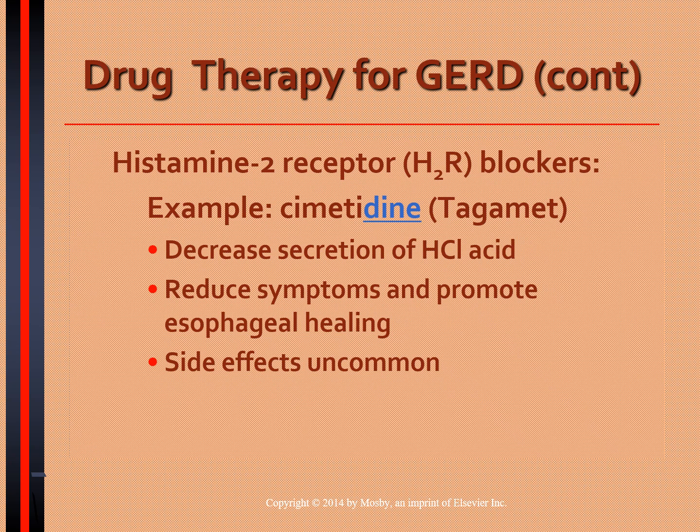So histamine 2 receptors, or H2R blockers, an example of this is cimetidine, and a lot of these are N-N-D-I-N-E, such as cimetidine, ranitidine, famotidine, which a big one is Pepcid. And so really remember that the generic names N-N-D-I-N-E. These decrease secretions of the hydrochloric acid and reduce symptoms and promote esophageal healing. Side effects really are uncommon.